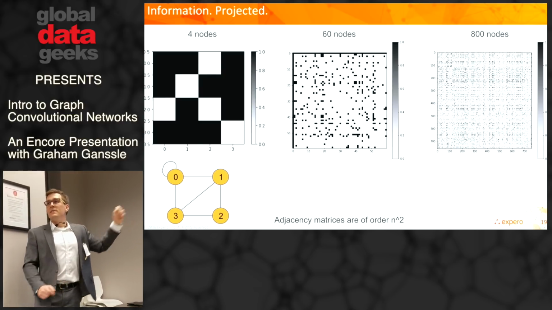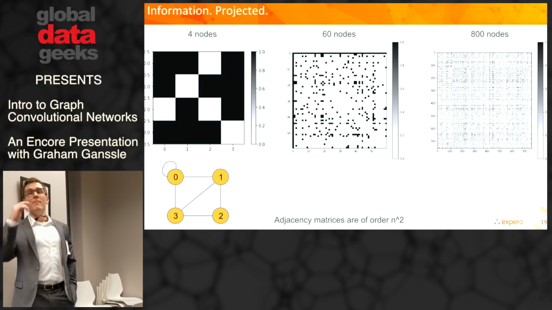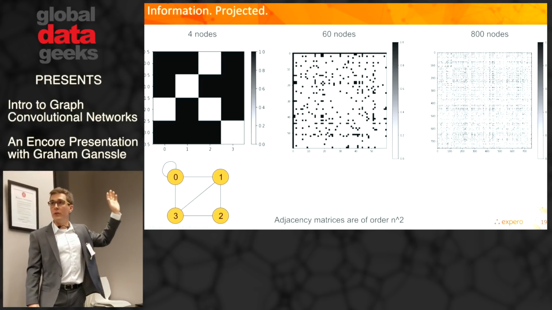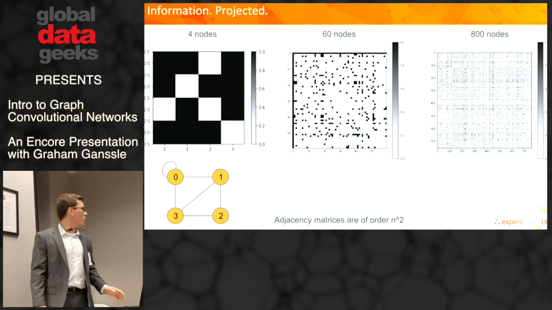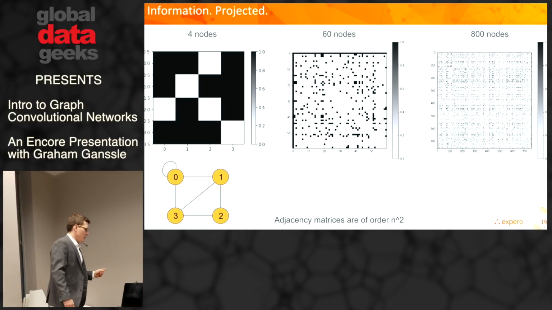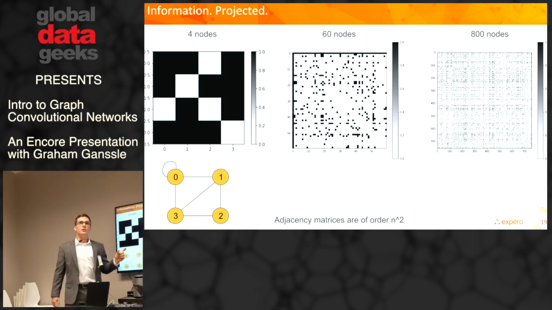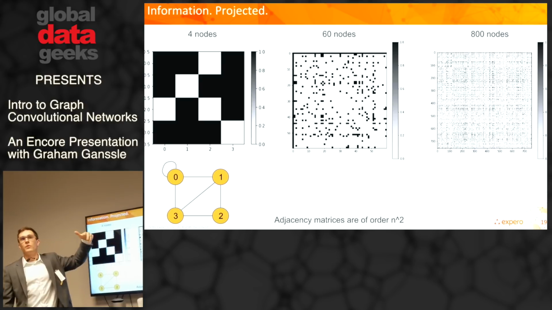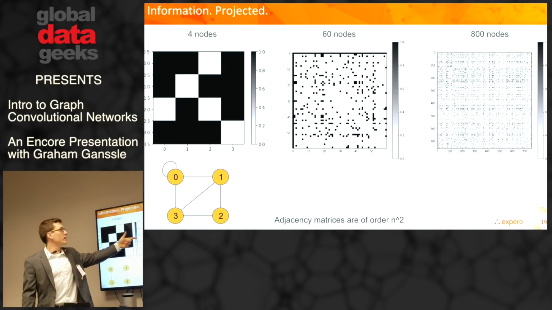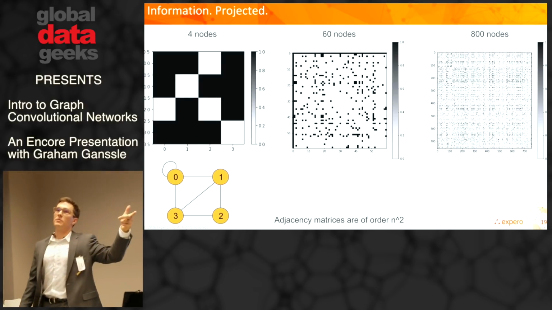Those adjacency matrices don't have to be binary. You can have weights, like you can have real values inside your adjacency matrix. But when we look at increasingly large graphs, we increase the size of our adjacency matrix as n squared. N nodes, n squared, because you have to have 2 axes to represent that.